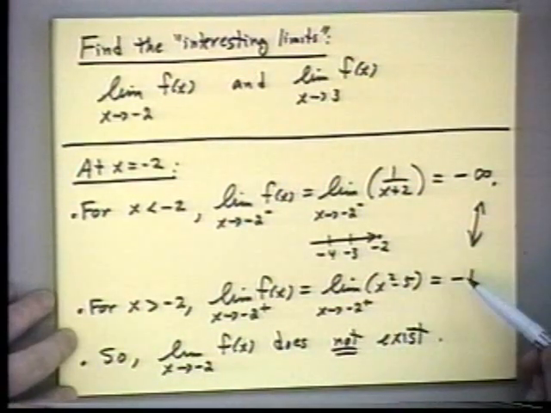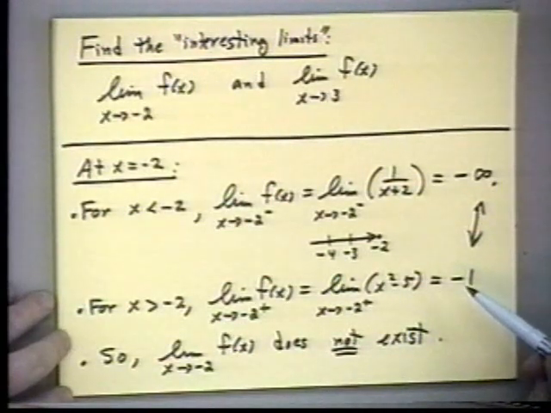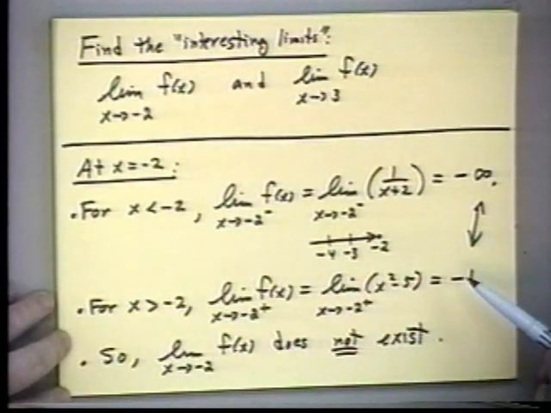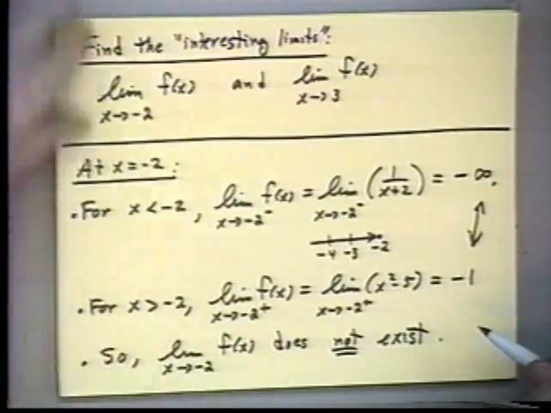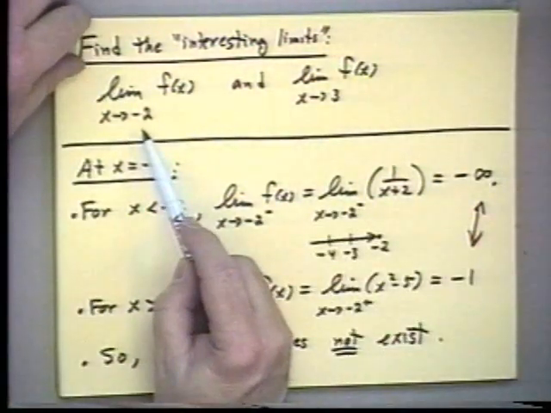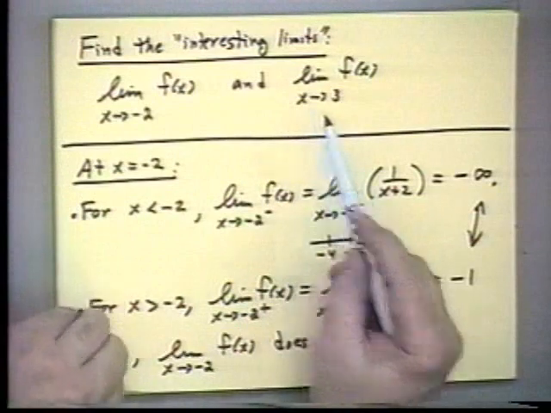However, we did learn that the two one-sided limits exist, and we found out what they were. So our work was not without merit. All right, that was the interesting limit at minus 2. Now let's go to the interesting limit at 3.